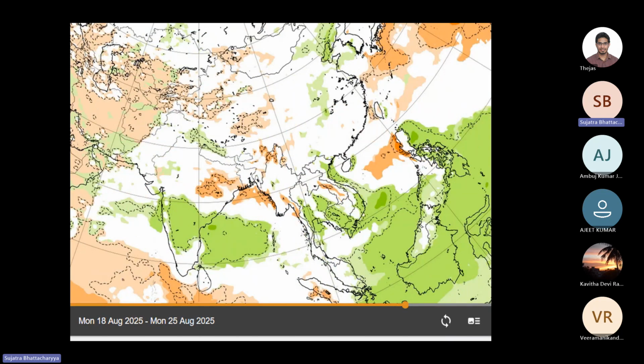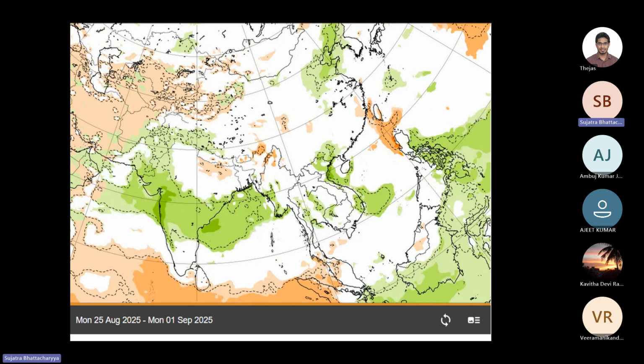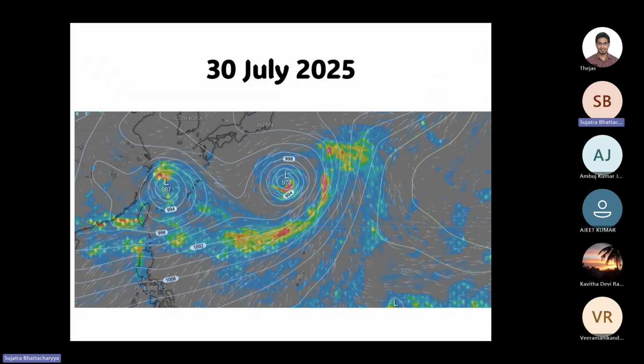And it moves north, and I think by September it's going to move. So that's why September is going to be good. Another system would have moved across and come over to central India by the end of August.